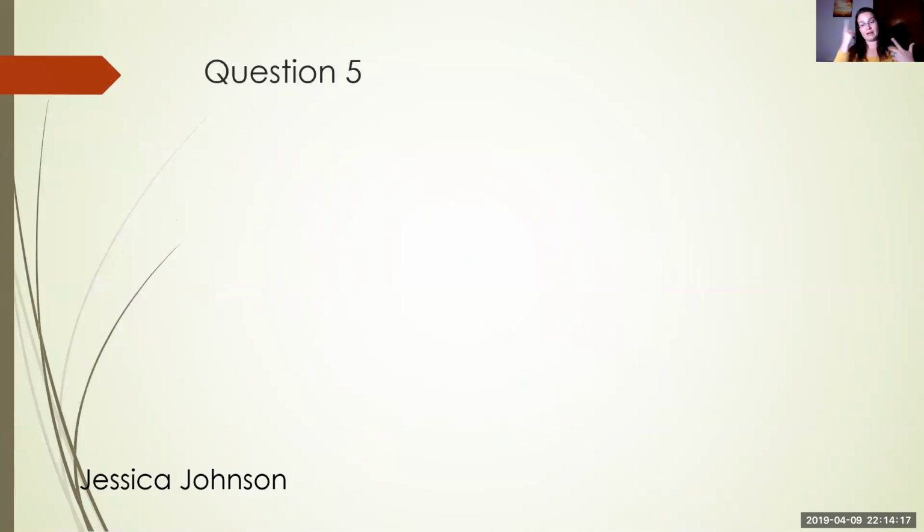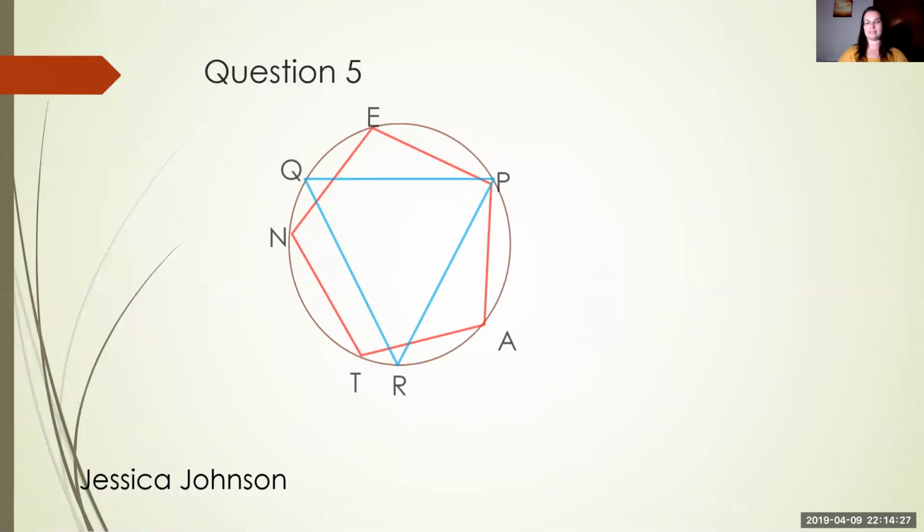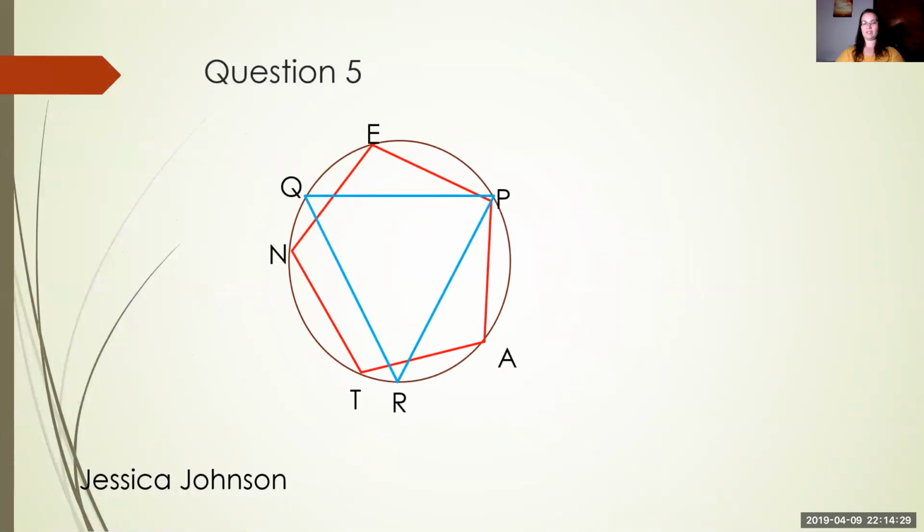At this point, I'm going to ask myself, what do these have in common? Well, both images have the vertex P in common, making our new image look like this. Notice the pentagon and the triangle are sharing a common vertex. Then we are asked to calculate angle NOQ.